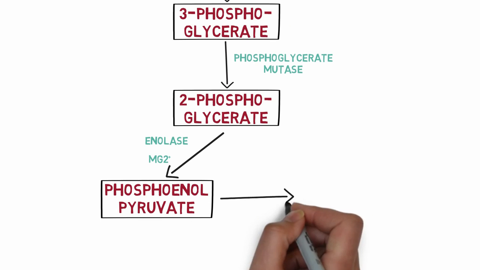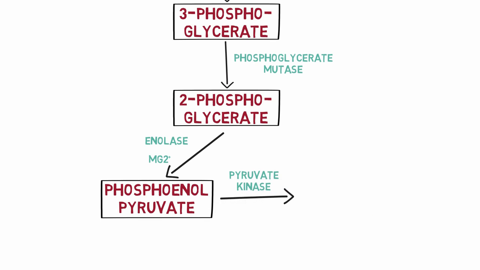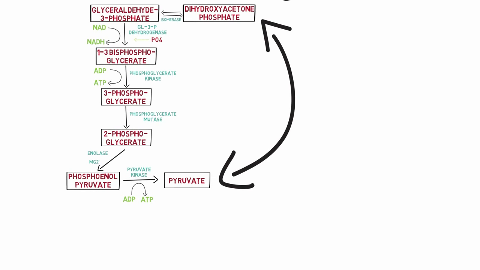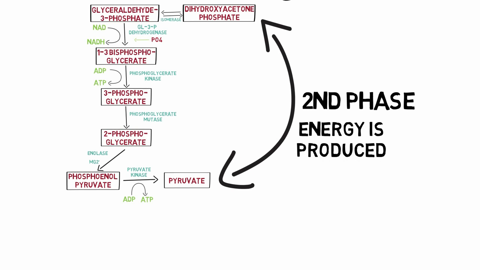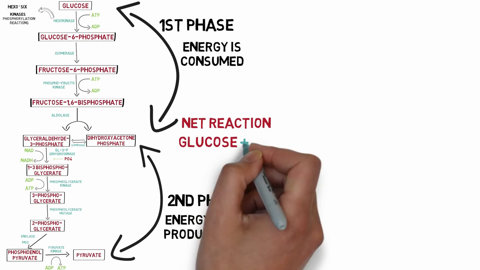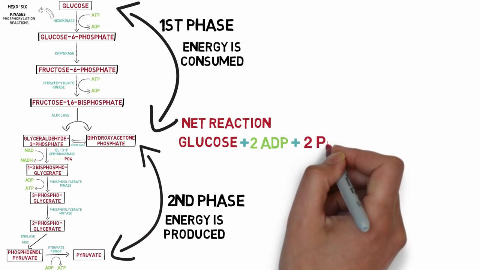In the final step of glycolysis, the phosphoenol pyruvate is converted to pyruvate by the enzyme pyruvate kinase. The phosphate group of the phosphoenol pyruvate is transferred to ADP and converted to ATP. This all composes the second phase of glycolysis, and as you can see, energy is produced in the second phase of glycolysis. Now let's first look at the net reaction of glycolysis and then we will understand it in brief.